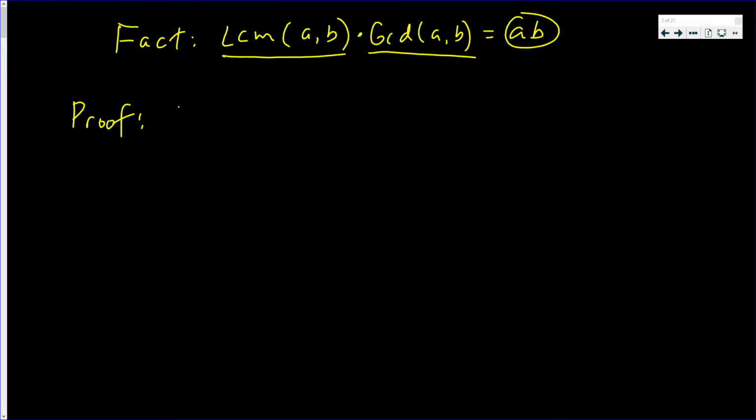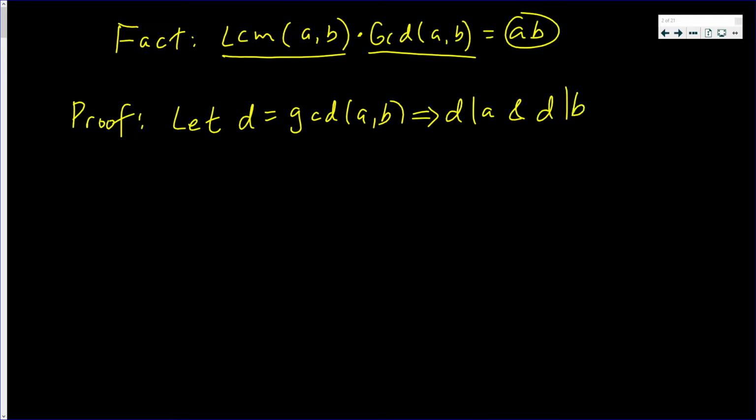So we're going to define D to be the GCD of A and B. Have to start somewhere. Well, that implies that D divides A and D divides B. But that tells us that A is some multiple of D, and B is some multiple of D.